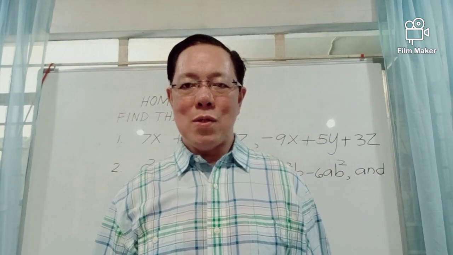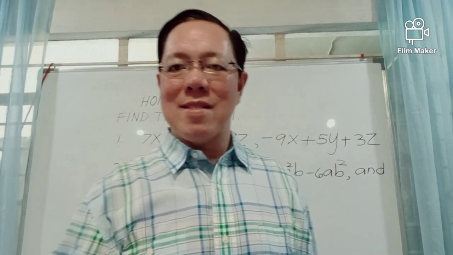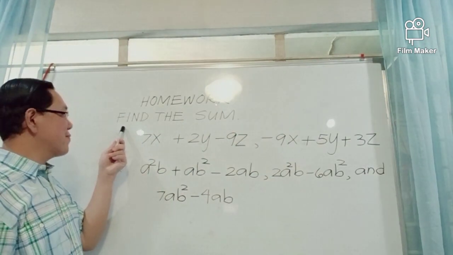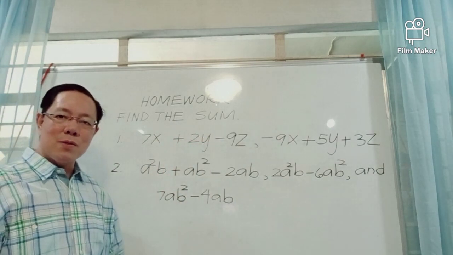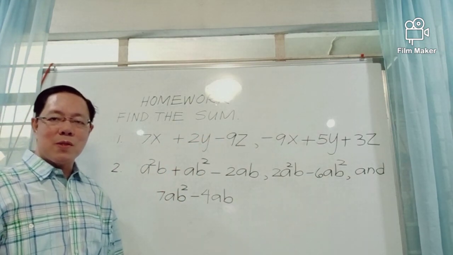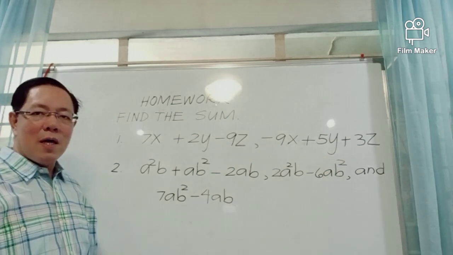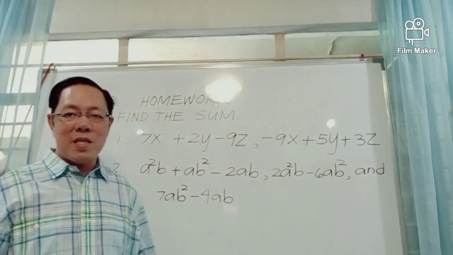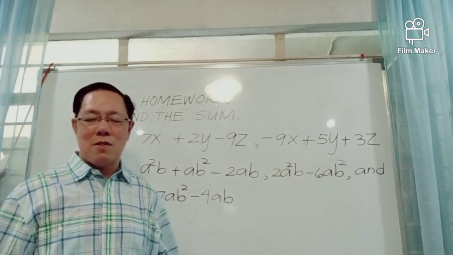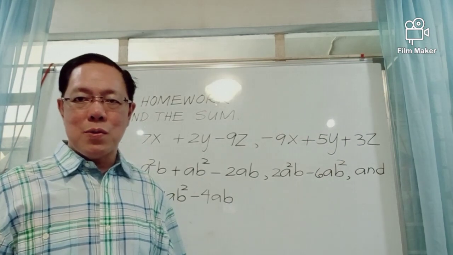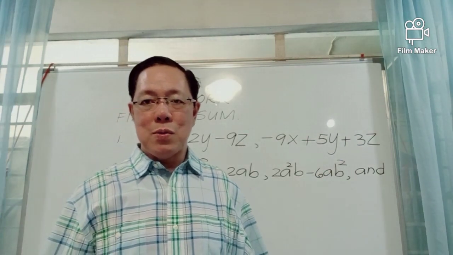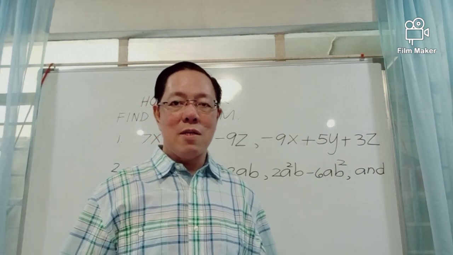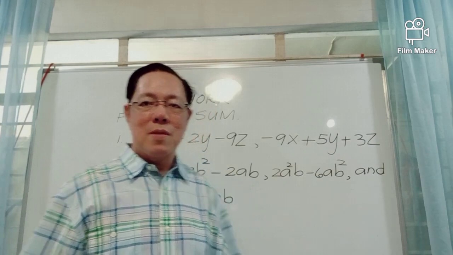For your practice, you may want to try the following exercises. The instruction is find the sum. To get the sum, the operation that you will use is addition. And for these two numbers, you can use either vertical addition or horizontal addition. But I suggest that you use the two methods. First, you try to get the sum using vertical addition, and you check your answer using horizontal addition.